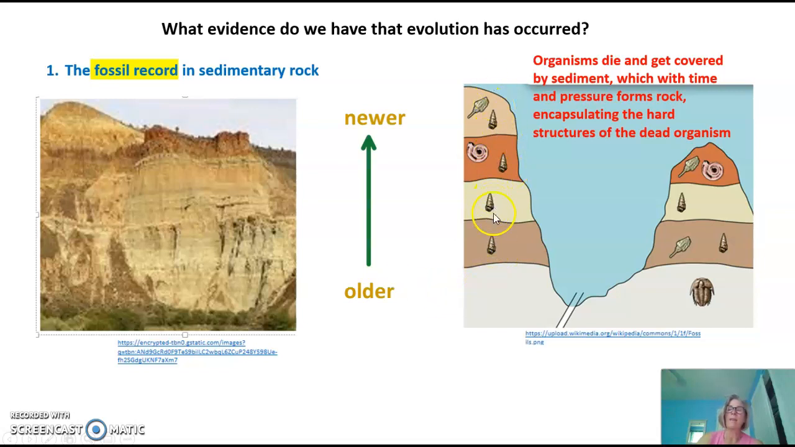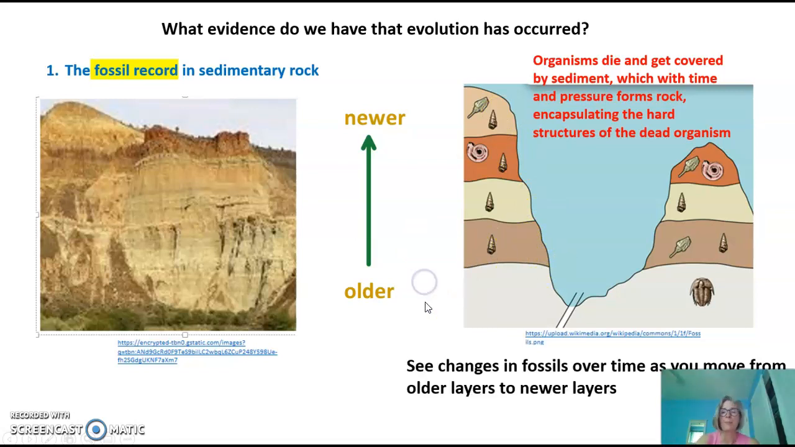I think of these sedimentary rocks as a file cabinet with the older files at the bottom and the newer files at the top, because as more and more sediment forms and more organisms get caught, the newer organisms are formed near the top of the hill and the older organisms are formed near the bottom. So in this fossil layer, we can see changes in fossils over time as you see the same organism at different times dying and forming a fossil from an older layer to a newer layer.